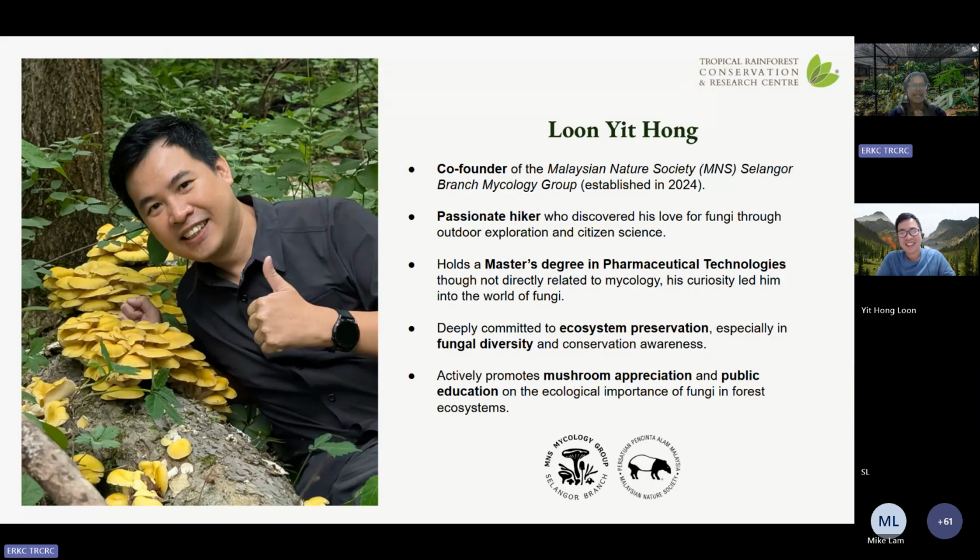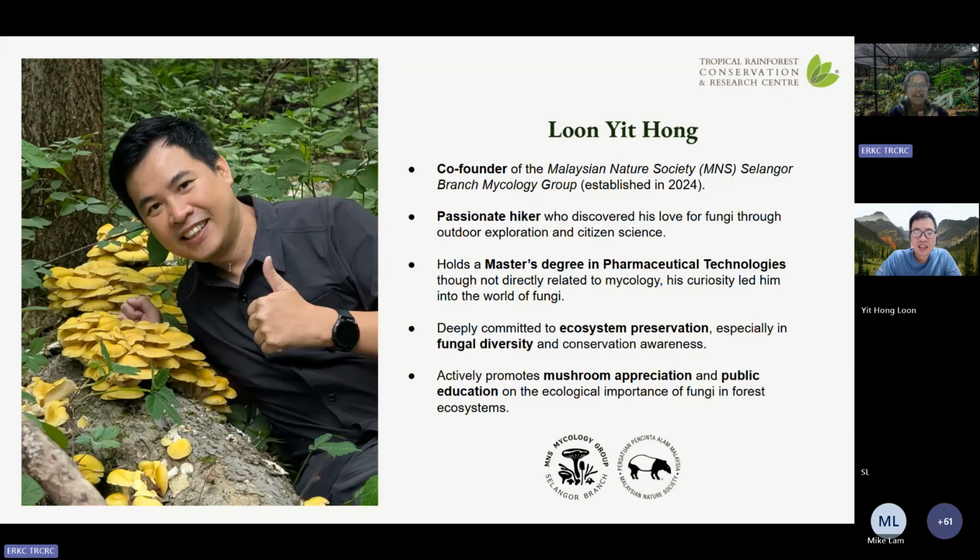I still remember I met him last year at Bukit Wawasan, and I just love how he engaged with participants and how knowledgeable he is. As you can see in the picture, not sure which one attracted you more, the fungus or Loon. I think you will be attracted to Loon more than the fungus. Yeah. Although he holds a master's degree in pharmaceutical technology, even the name is hard to pronounce. This is a very different type of master's degree.